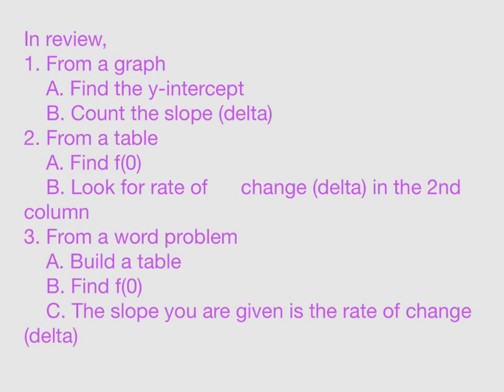I'll let you practice one of those. In review, from a graph, find the y-intercept and count your slope for delta. From a table, find f of 0, look for the rate of change, or delta, in the second column. And finally, from a word problem, build a table, find your f of 0, and the slope you are already given, that's your delta. Again, don't make this more difficult than this.